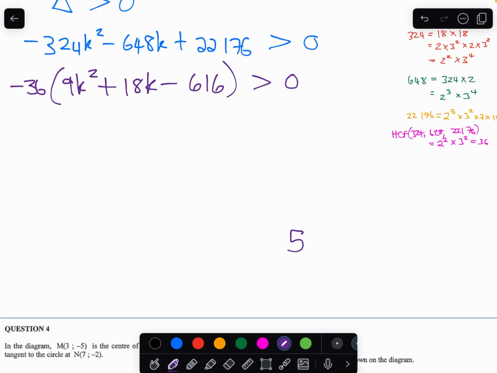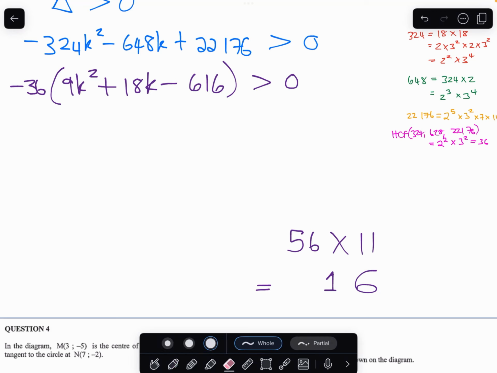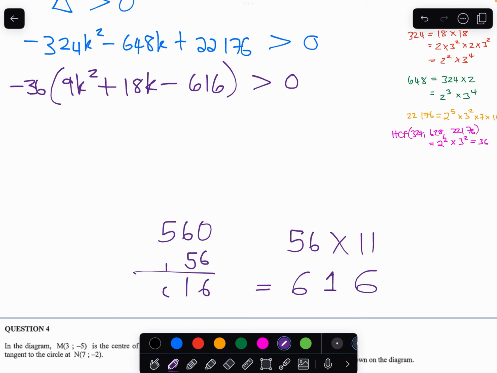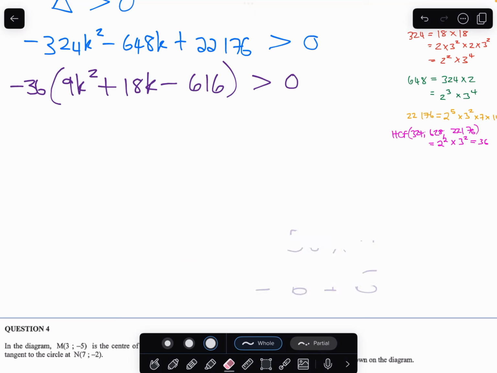Confirm. 56 times 11 is equal to 5 and a 6. You add the 5 and the 6, get a 1, and then you carry a 1 over here, and that is a 6, or 560 plus 56. Yes, okay, righty-ho. Okie dokie.